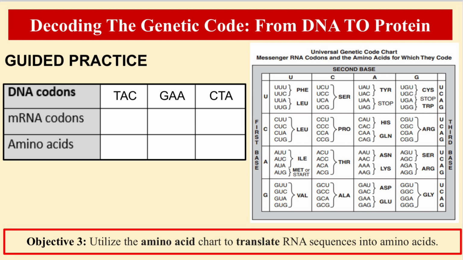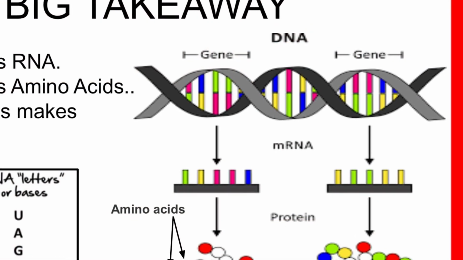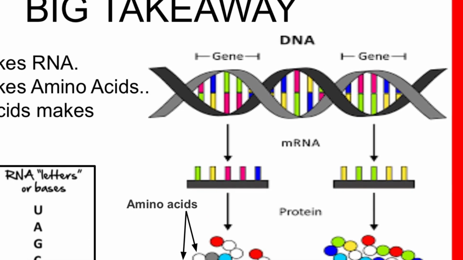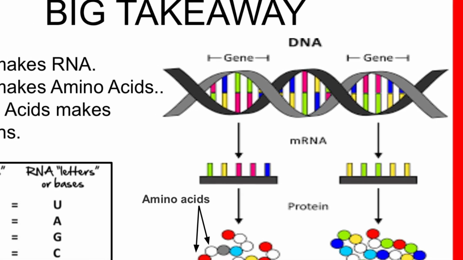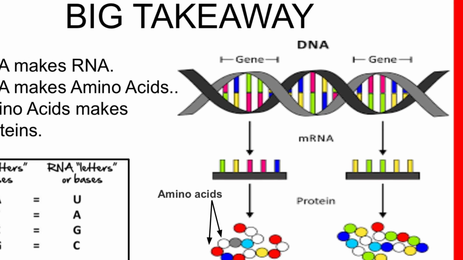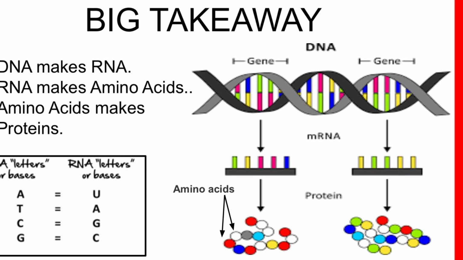Keep practicing and you'll be a master of the genetic code. In this guided practice, your job is to transcribe the DNA bases into RNA and then locate the amino acid for each codon using this chart. Big takeaway. Before this video ends, it's important for you to remember that DNA makes RNA. RNA makes amino acids, and amino acids make proteins.